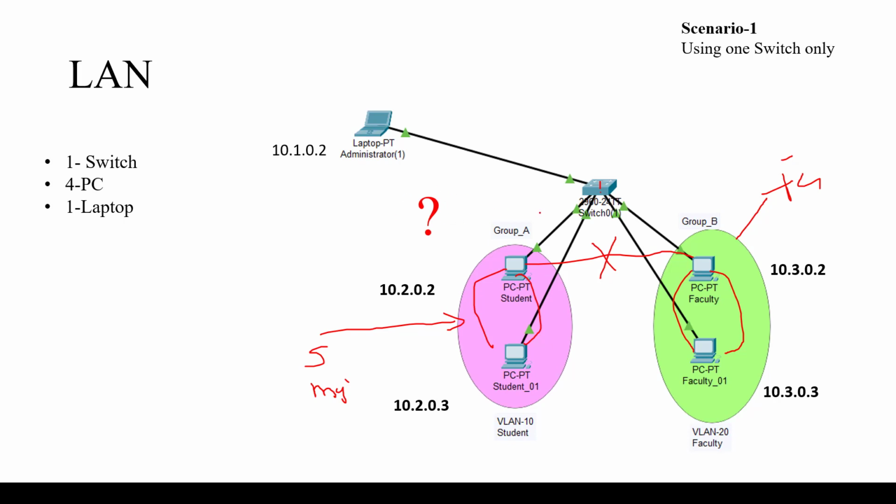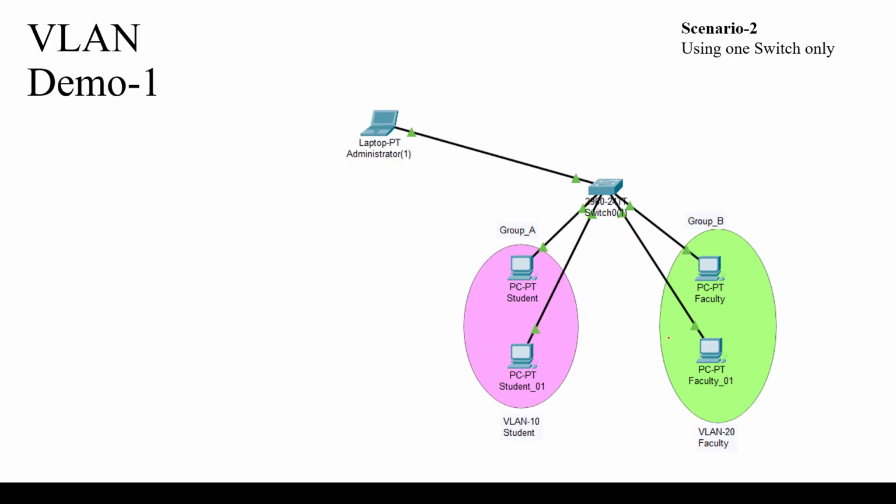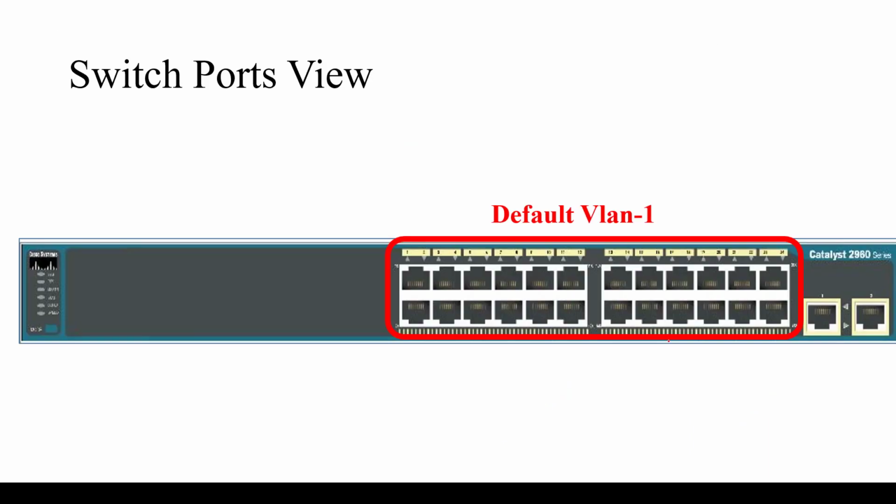So this is the question mark. As I told you, what to do if you want this kind of restrictions and configuration? The answer is virtual LAN. Okay, so here is the scenario. How to configure this? Let's see. First of all, right now in your switch, by default, all ports are in a default VLAN.